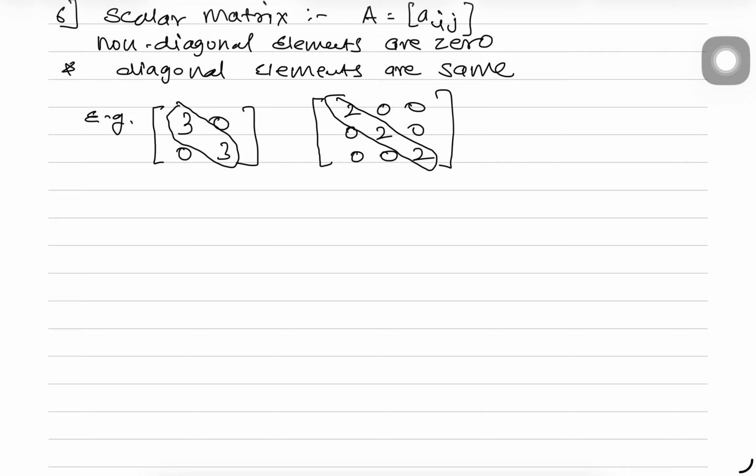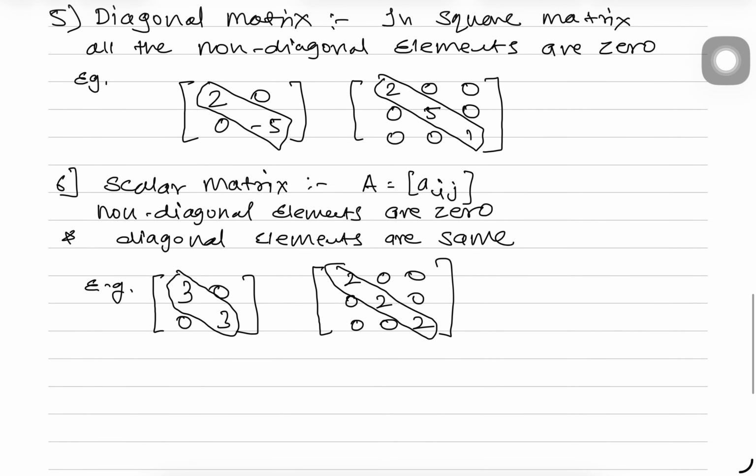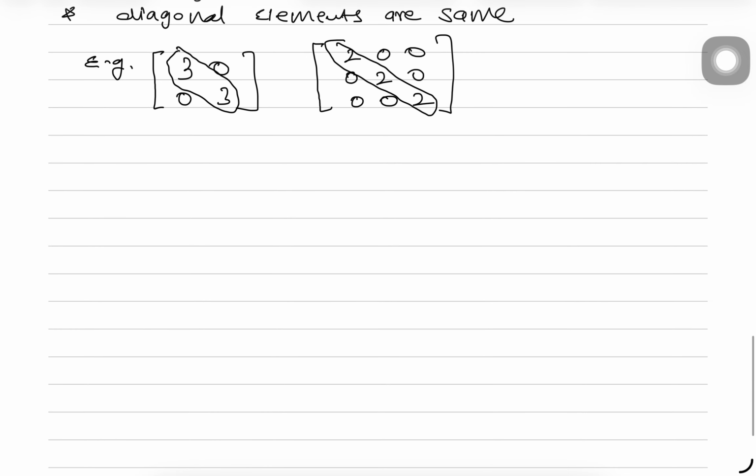Next, identity or unit matrix. Over here we can say that a scalar matrix is always a diagonal matrix, but a diagonal matrix is not necessarily a scalar matrix. In a diagonal matrix the diagonals are present and non-diagonal elements are 0; when these diagonal elements are equal, it becomes a scalar matrix. This comes under the CET as a tricky question.